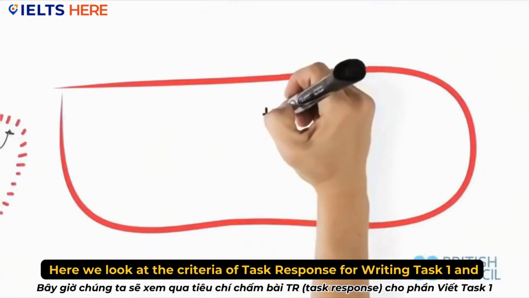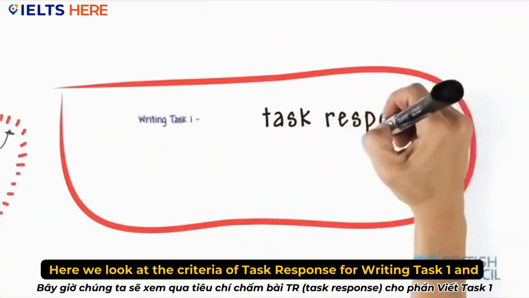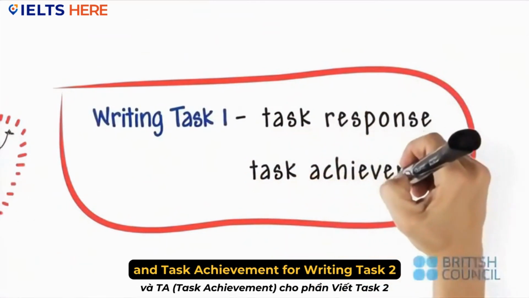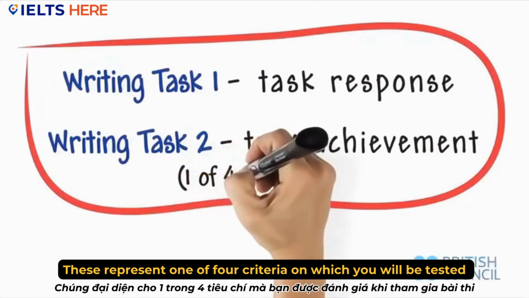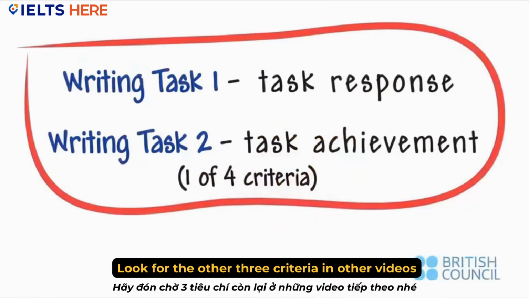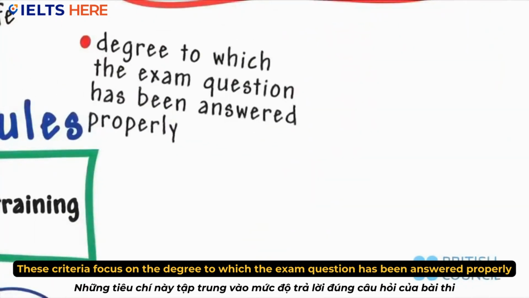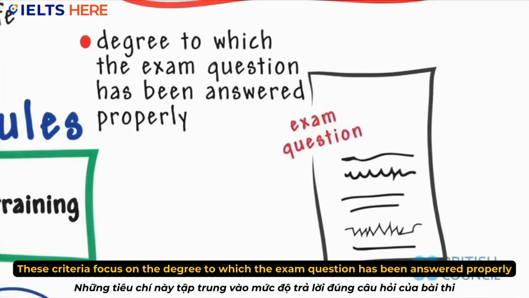Here, we look at the criteria of task response for writing task 1 and task achievement for writing task 2. These represent one of 4 criteria on which you will be tested. Look for the other 3 criteria in other videos. These criteria focus on the degree to which the exam question has been answered properly.